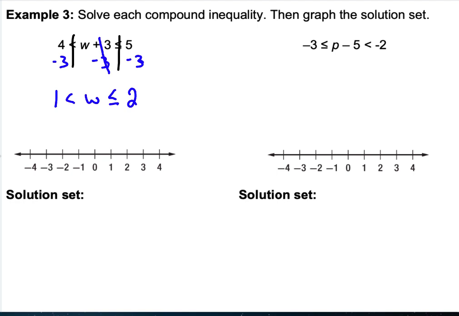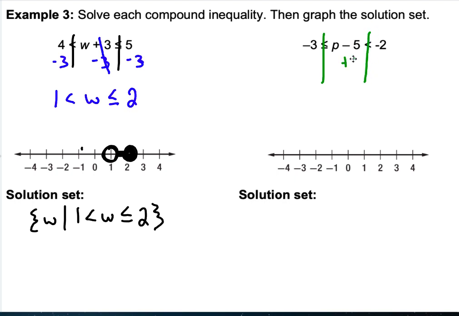Now I go ahead and graph it. I'm going to put an open circle at 1. I'm going to put a closed circle at 2. And then I want everything in between, so I'm going to shade in between those two. So my solution set is w such that 1 is less than w, and w is less than or equal to 2. This one just happened to be a very small little section of our line. So try the next one for yourself. Hit pause, try it, and then hit play again and see if you agree with my answer.